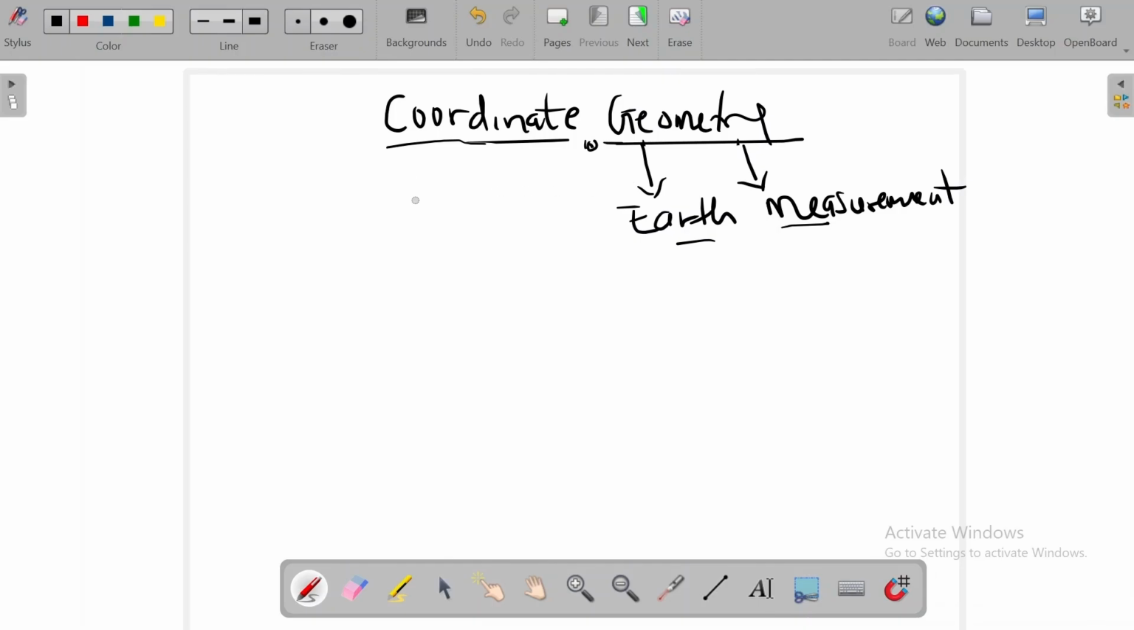Coordinate, on the other hand, is simply a precise location in space which can be gotten using two values, a value from the x and a value from the y. It is always written in the form x, y. So, coordinate geometry, you are trying to measure the earth or get a precise location using a coordinate.